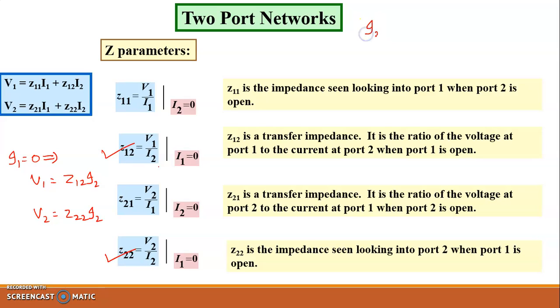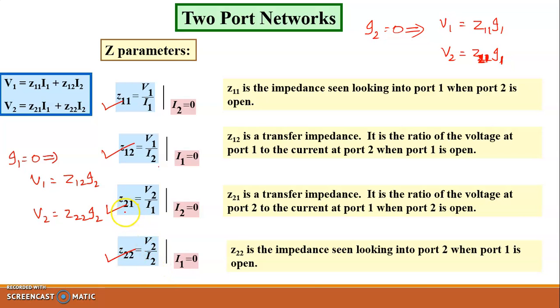Next, I am making I2 equal to 0. So when I take I2 equal to 0, the first equation changes to V1 is equal to Z11 I1, and the second equation changes to V2 is equal to Z21 I1. So from the first equation I can solve for Z11 is equal to V1 by I1, and from the second equation I can solve for Z21 is equal to V2 by I1. Okay, so I am getting the parameter values. Z11 is equal to V1 by I1, Z12 is equal to V1 by I2, Z21 is equal to V2 by I1, and Z22 is equal to V2 by I2.